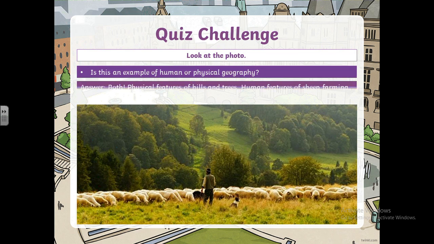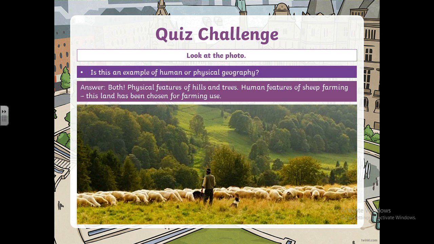This one here, again, is both. We've got the lovely physical features of the hills and the trees, but the human feature here is the sheep farming. This land has been chosen for farming use for economic purposes in order to gain money. So it's both.